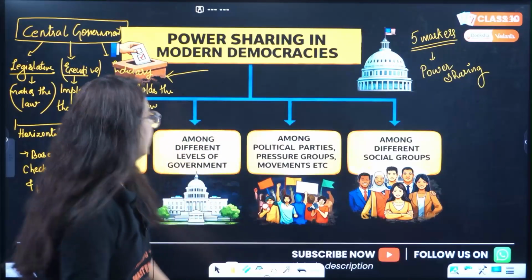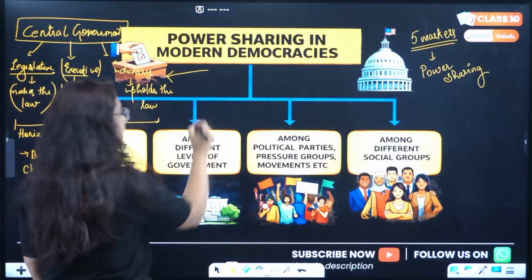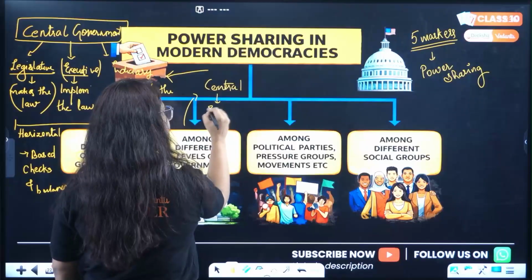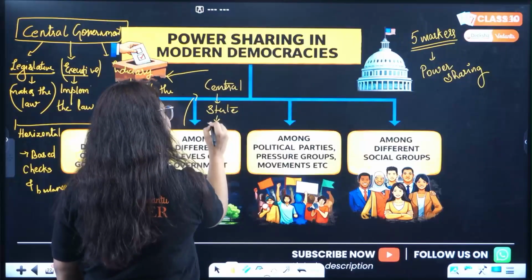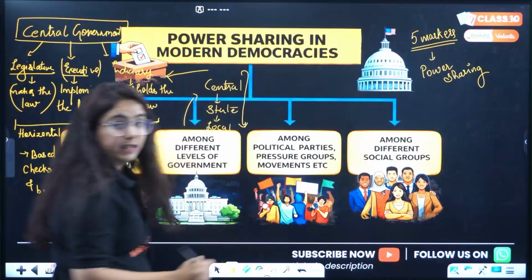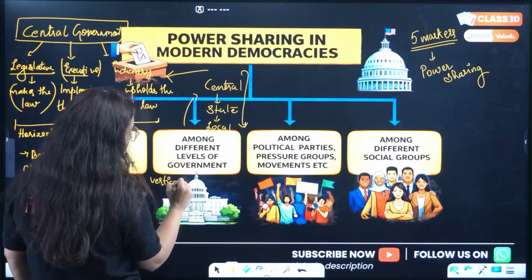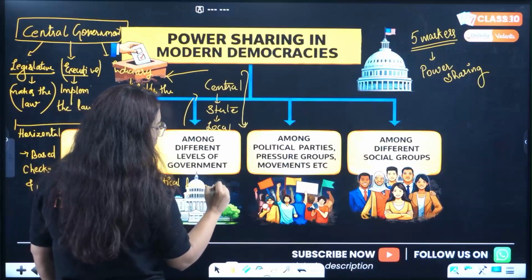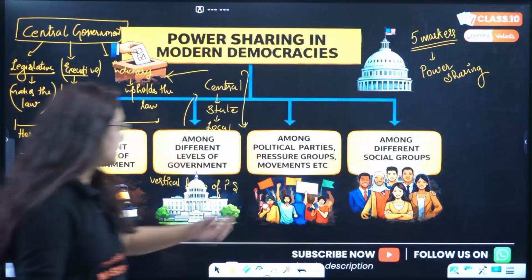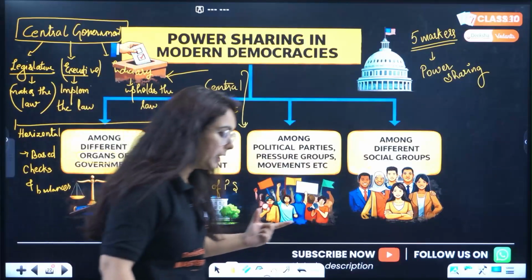Okay, next is about different levels of government. We know that we have a level that is the central government, below which lies the state government, and below which lies the local government. So powers are divided vertically, and hence it is also known as the vertical form of power sharing. Done? Third is among different political parties, pressure groups and movements. Let's understand each of them.